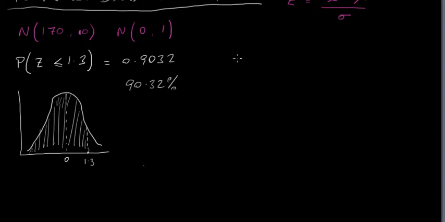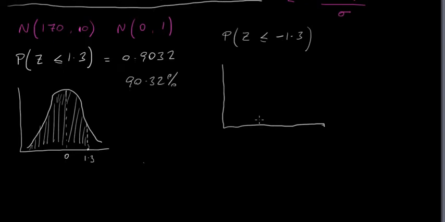Okay, so let's look at another problem here. Let's say we want the probability of z being less than or equal to minus 1.3 standard deviations. Now minus 1.3 standard deviations is going to be below the mean. So if we were to draw that again, we've got our normal distribution curve here.